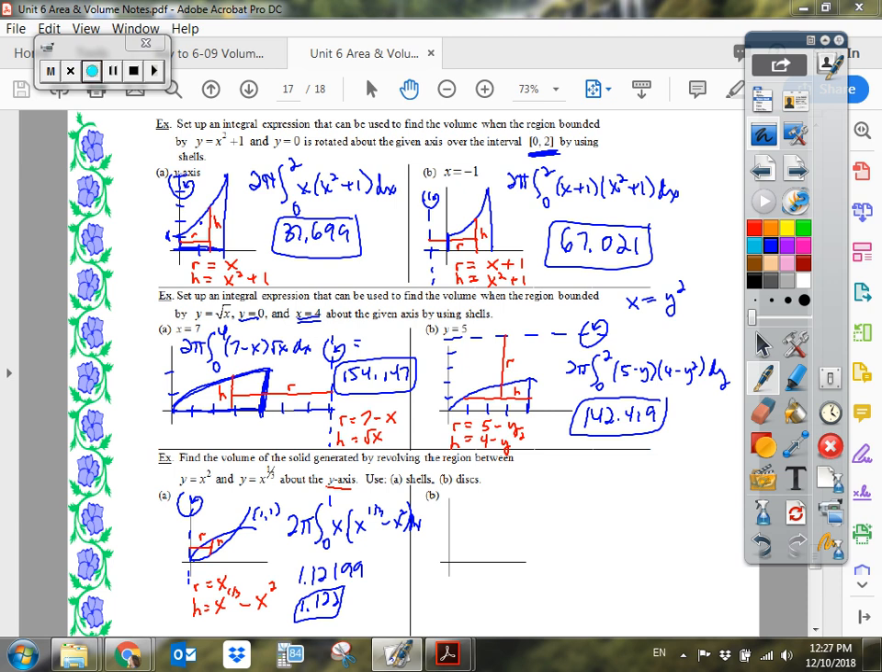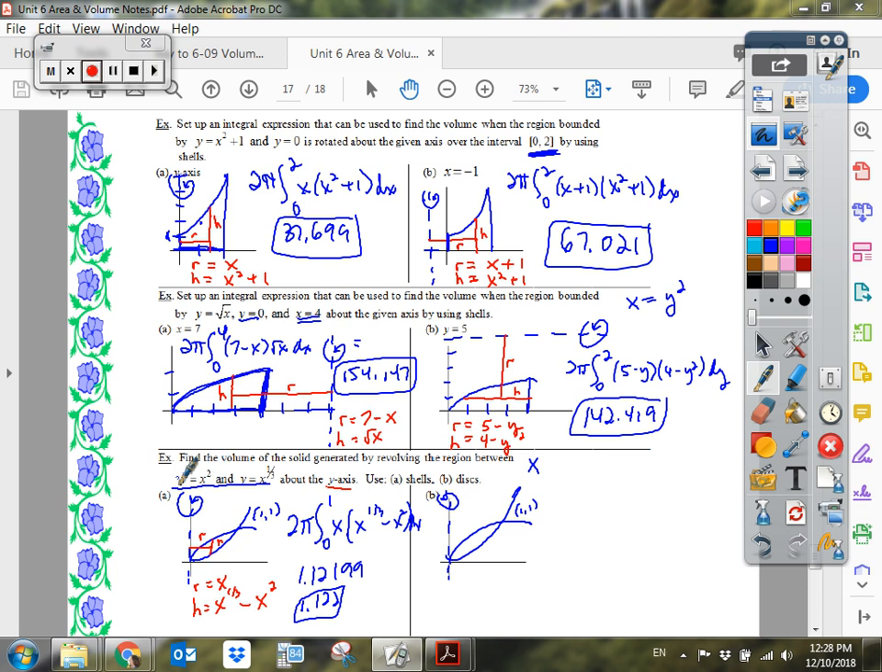Now we're going to do the very same thing, but with discs or washers. Again, I'm going to exaggerate the drawing. That's 1, 1. We're rotating about the y-axis. Since we're rotating about the y-axis and using discs or washers, what variable do we have to use? Y's. We have to use y's. And these are all y equals. I need x equal equations. So let's write those two equations.